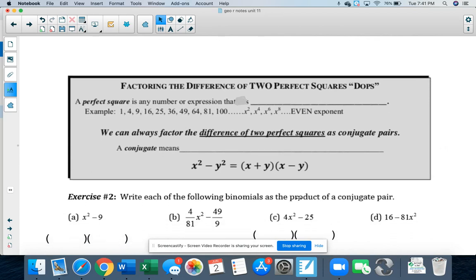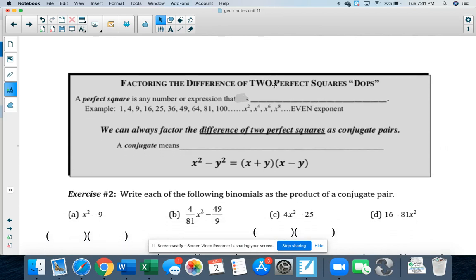The second kind of factoring is factoring the difference of two perfect squares. A perfect square is any number or expression that can be expressed as the product of two equal integers. Examples like 1, 4, 9, 16, 25. We talked about perfect squares when we were doing those radicals. And also any exponent that's even is also a perfect square.